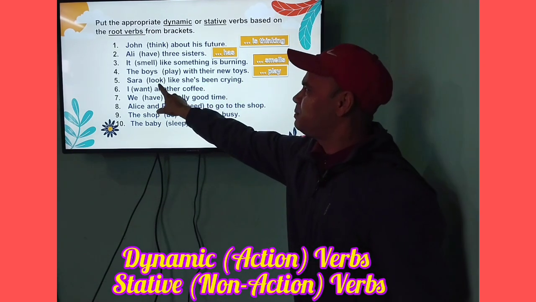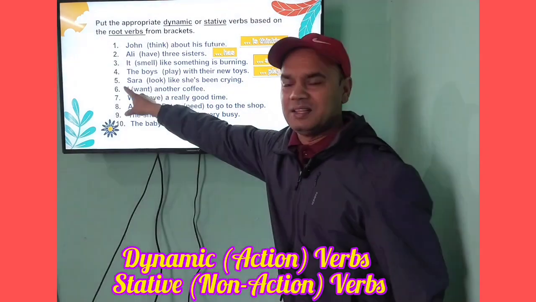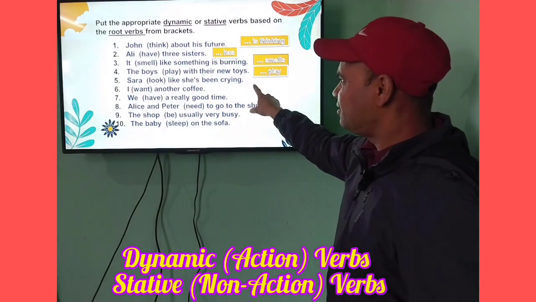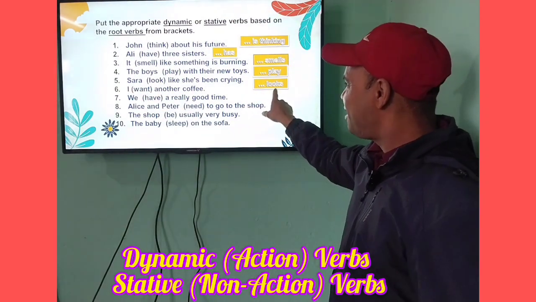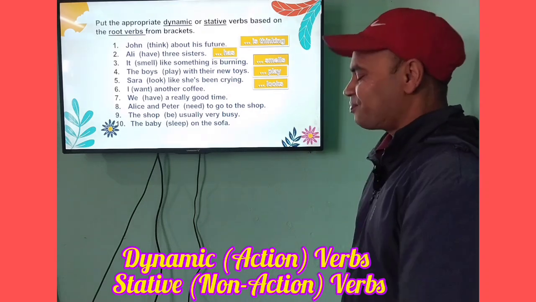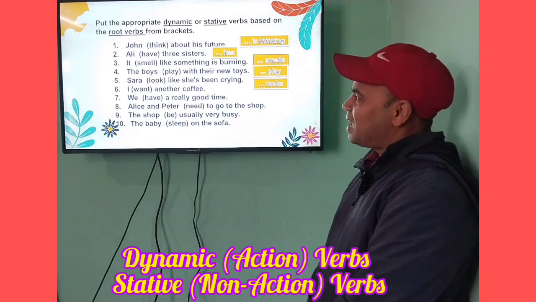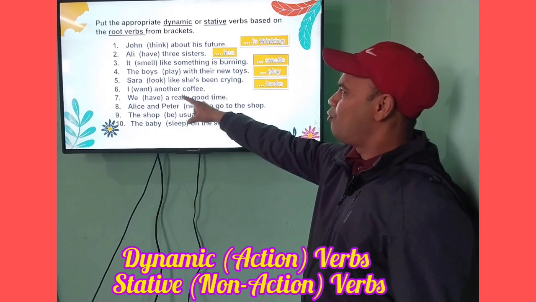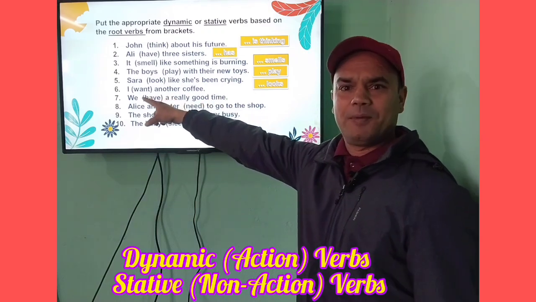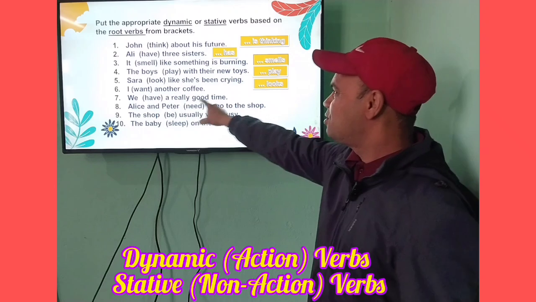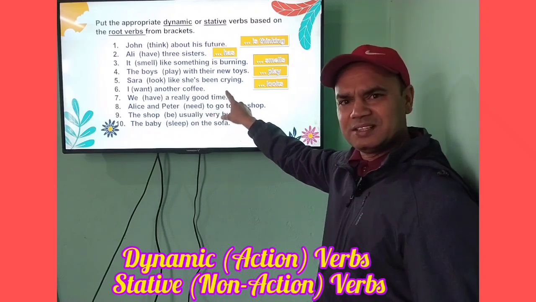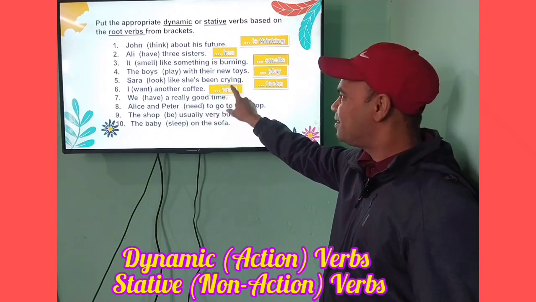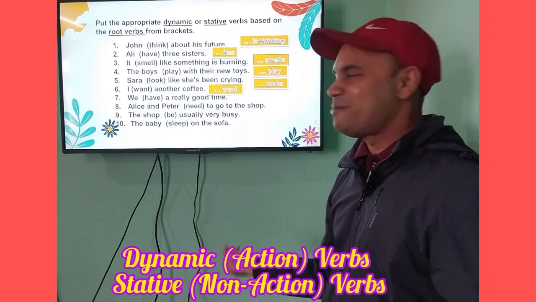Another is Sarah look like she has been crying. So the verb must be changed according to the subject. Okay, the third person. What will be the right answer? Guess it. Yeah, looks. That will be the right answer. Another one: I want another coffee. Here, want is the main verb and a first person pronoun is there. So what will be the right answer? Yeah, there is no change at all.